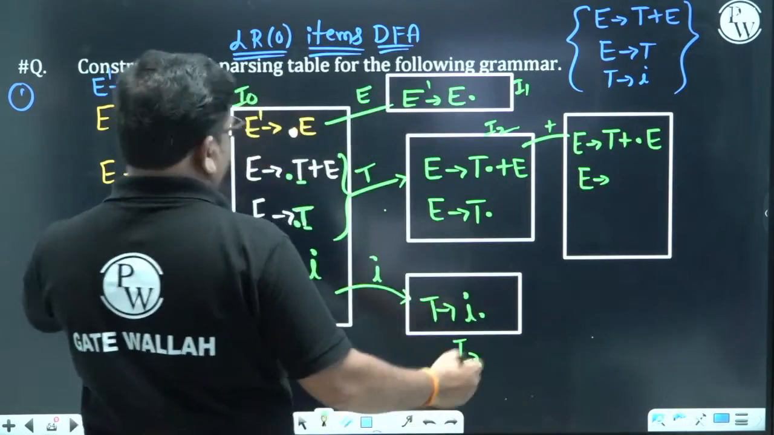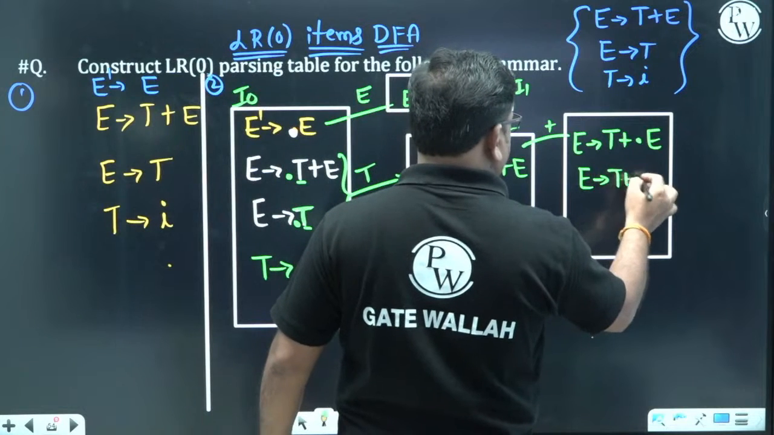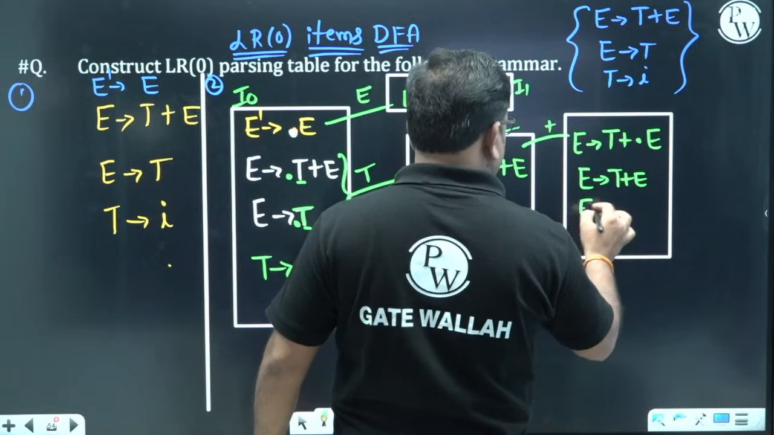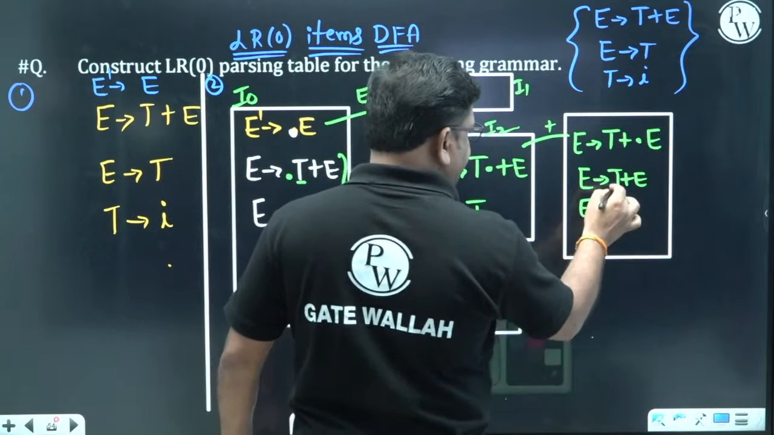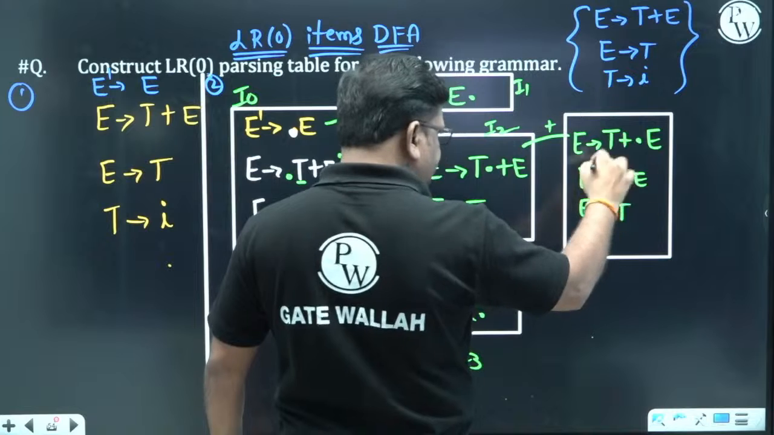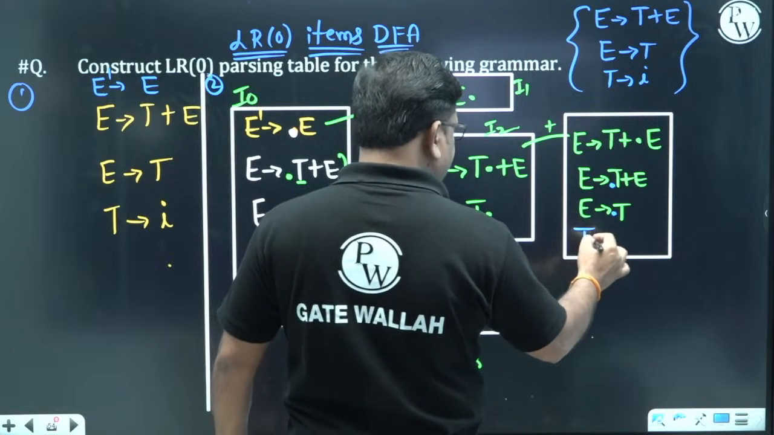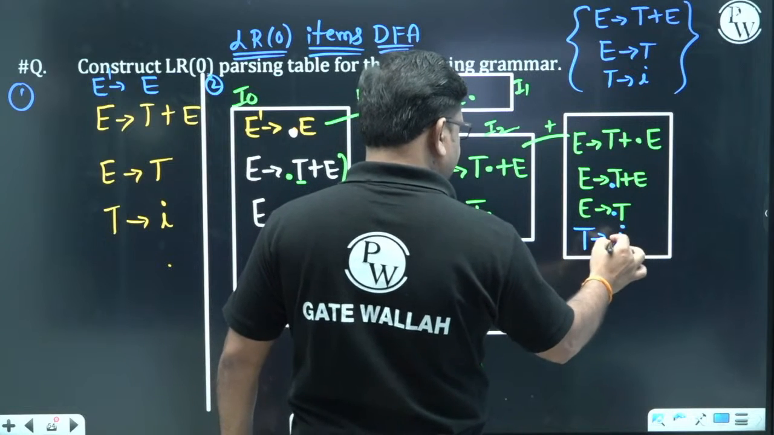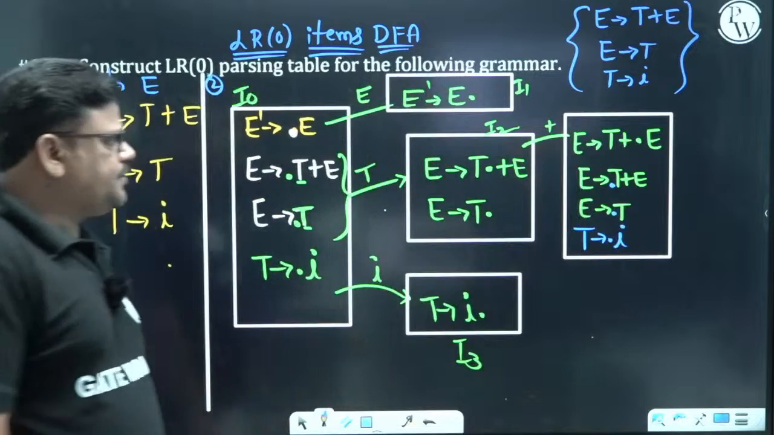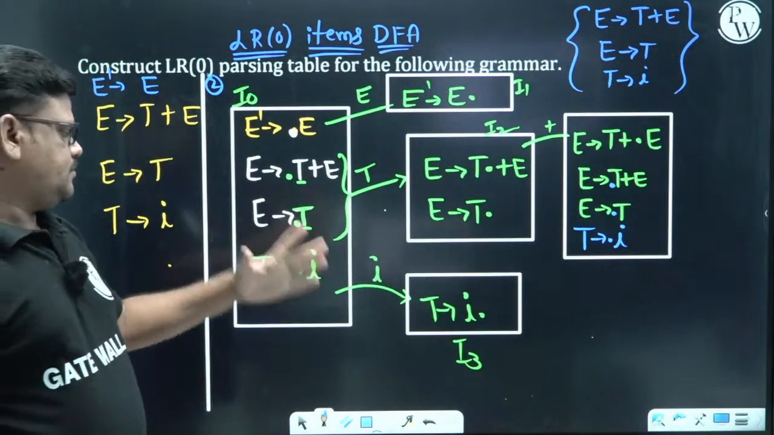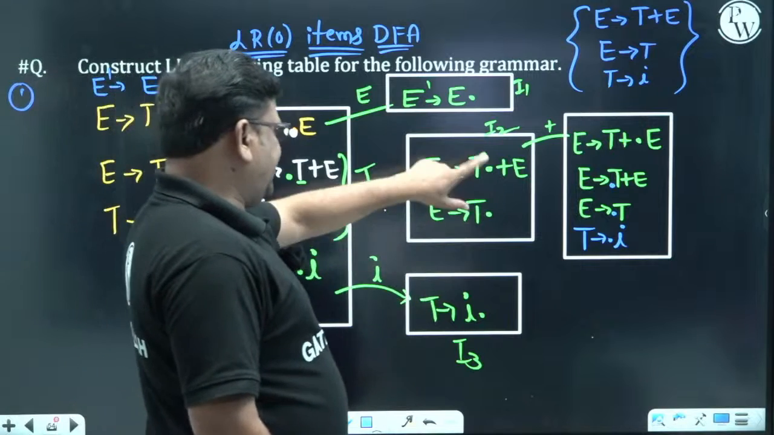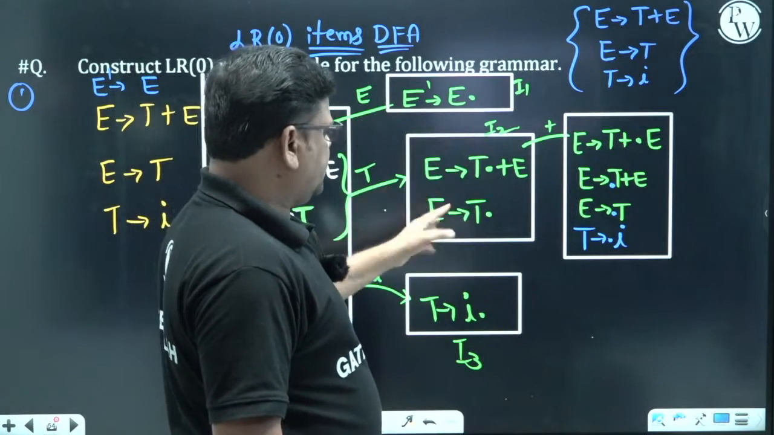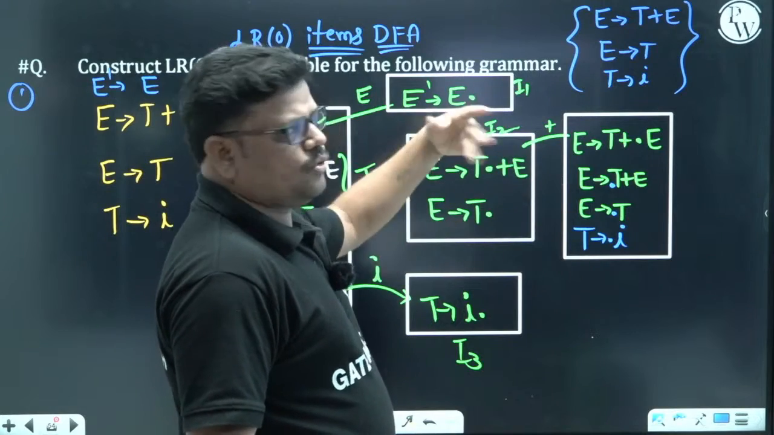E productions, E to T plus E, and whenever we are placing the dot on this, closure will add after the dot. T is there, so closure is adding T also. So this is the goto of this one, right? Then on I2, closure is not there, so goto applied, closure and goto completed.